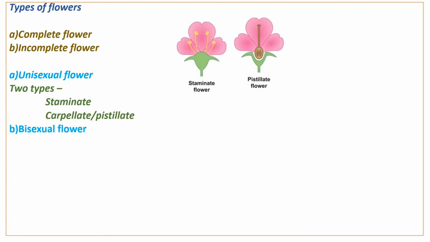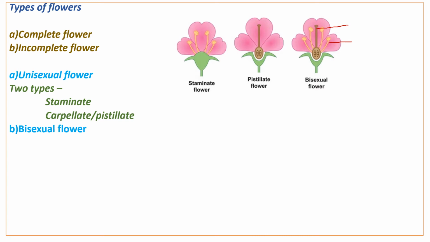And the second type is bisexual flower. In bisexual flowers, both androecium and gynoecium are present in the same flower. This is a bisexual flower. It has both gynoecium and androecium. This is the gynoecium. This is the androecium.